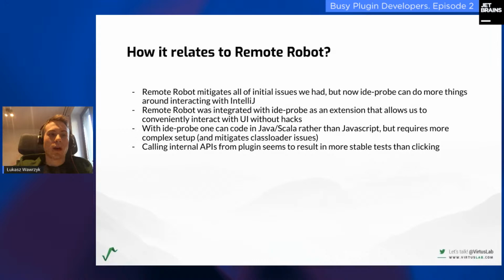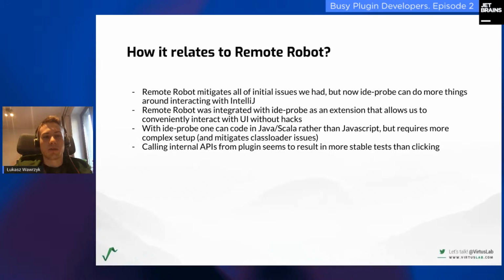Okay, and now how it relates to Remote Robot, which is an existing library by JetBrains for testing IntelliJ. So it mitigates all of the initial issues we had when we decided to create ide-probe. But ide-probe can now do more things, so we'll still keep it and use it. And we integrated Remote Robot with ide-probe as an extension, as I mentioned earlier.